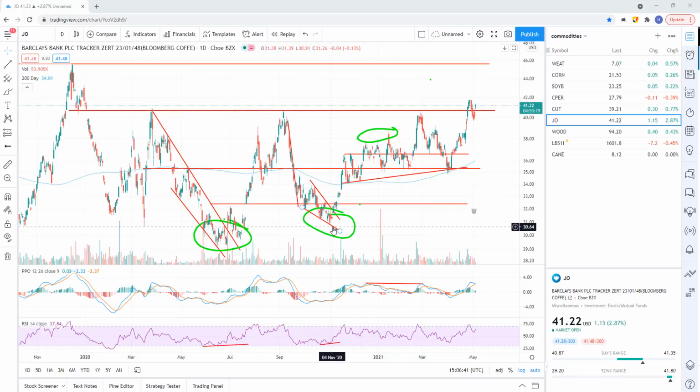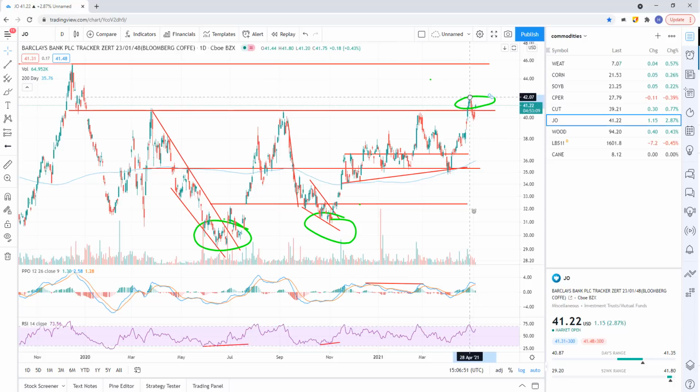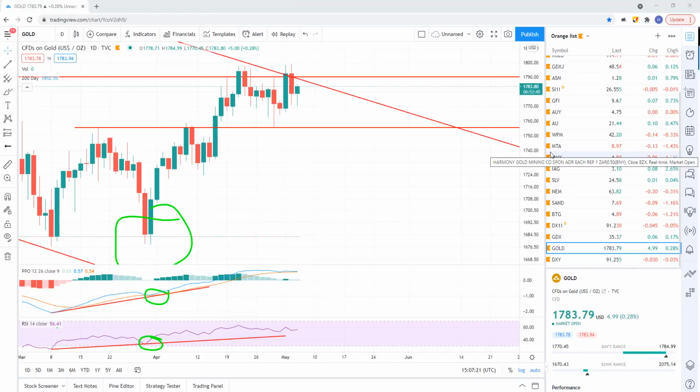The other thing I like about it is we're making higher lows. You can see higher lows. I got it circled there. Here's another higher low right there. And higher highs. So we've got a high and now a new higher high right there. So as far as I can tell, starting to uptrend. And we'll look at gold and probably wrap up with these gold miners.